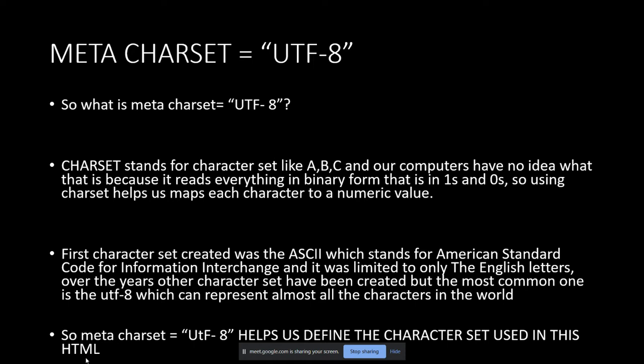The thing is that the computer has no idea what that is. So if you write A to the computer, it doesn't understand what you're saying because it's reading everything in binary form, that's in ones and zeros. So using a charset helps us map each character to a numeric value, and that value is then converted to binary code so the computer can understand what we mean.